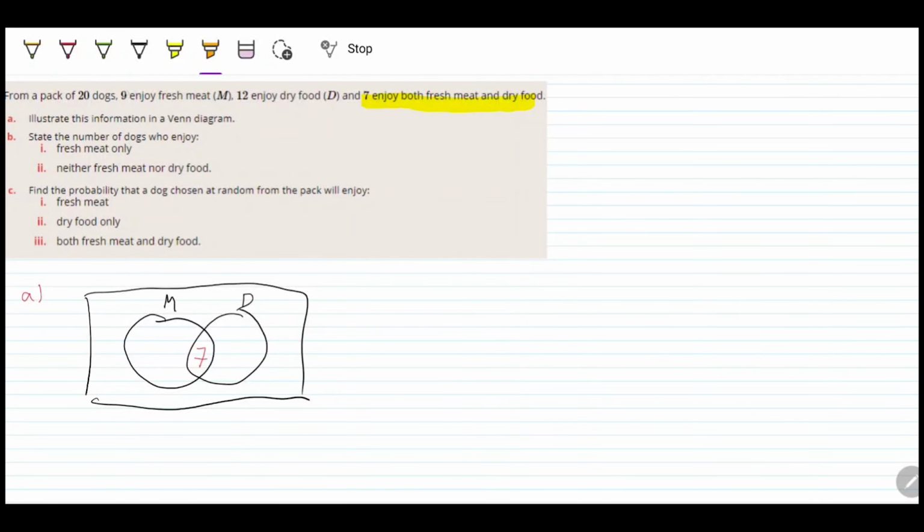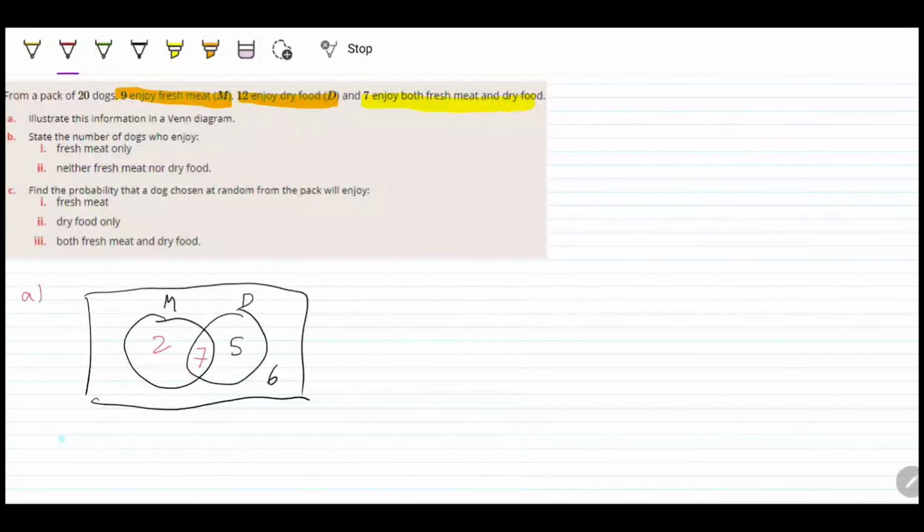They've also told you that 9 enjoy fresh meat. So this circle here, the M circle, must add up to 9. So 9 minus 7 will give me 2. And they've also told you that 12 enjoy dry food. So this circle here should add up to 12. So 12 minus 7 will give me 5. Now all these numbers must add up to 20. So the missing number must be 6, which goes on the outside.